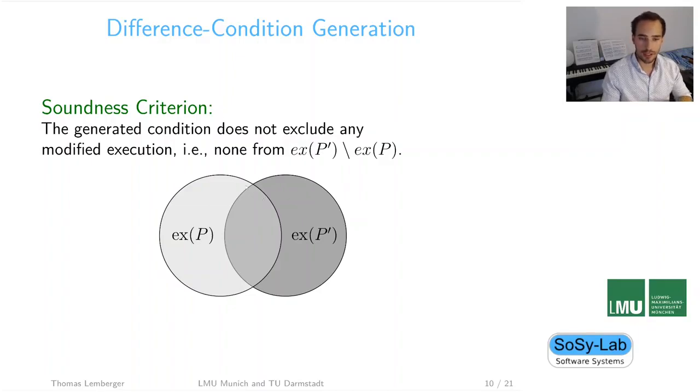That is, if you look at all of the executions of the original program and the modified program, it is not allowed to exclude any of the new executions of P prime. Because otherwise, we may exclude an execution that leads to a property violation.